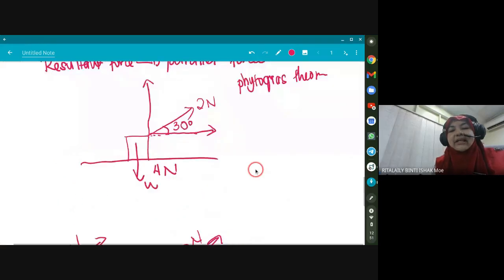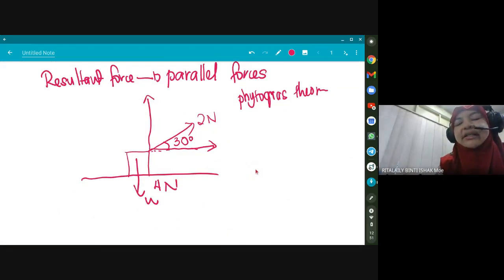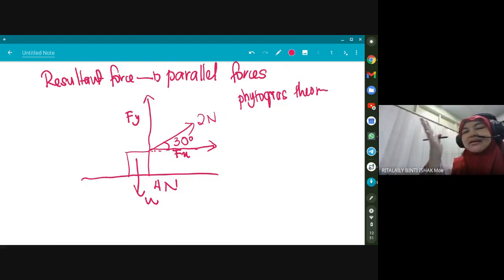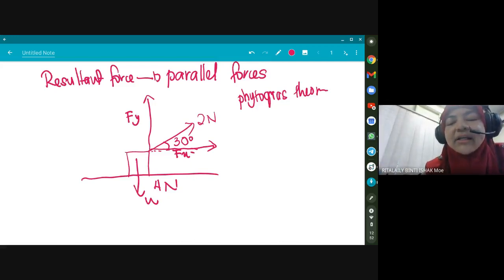If you look here, the 2 Newton can be resolved into two forces, okay, which is Fx, kita panggil dia Fx, Fy. Saya tak suka bagi nama Fx, Fy ni because sometimes the forces dia boleh pusing. So bila pusing nanti you confuse. But kalau tengok dekat dalam buku dia memang guna Fx, Fy. Okay.